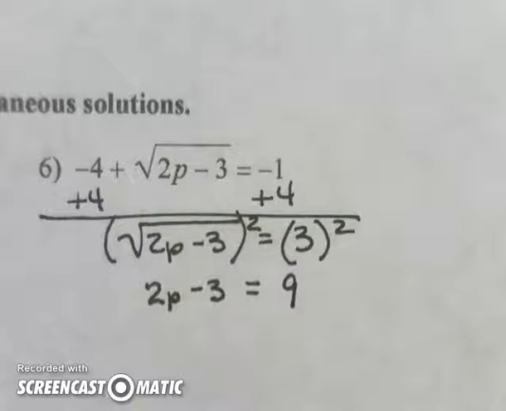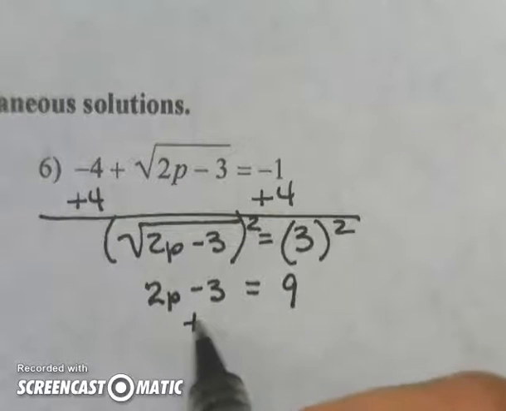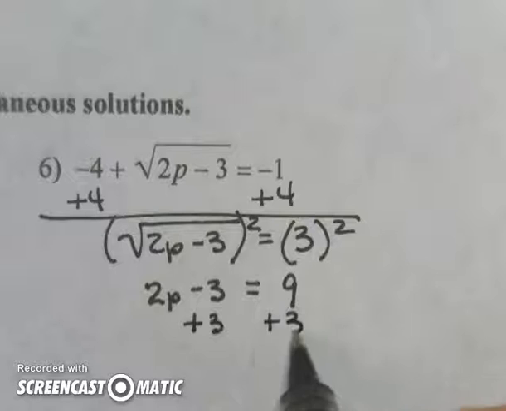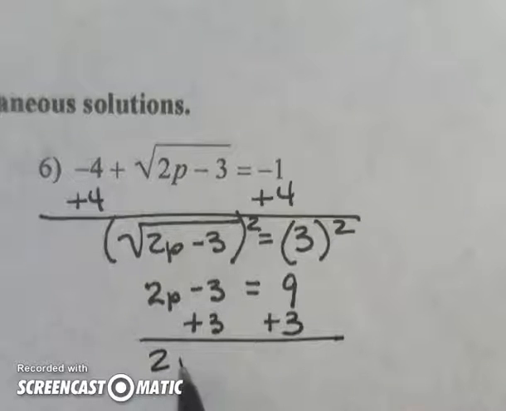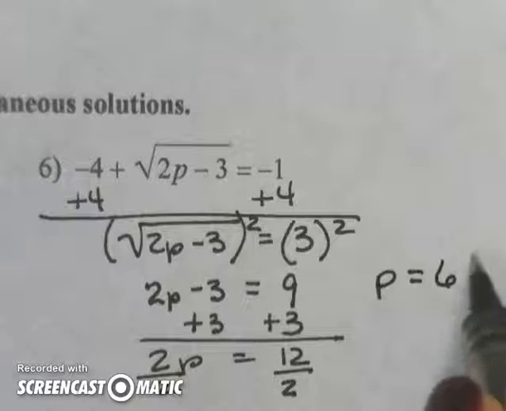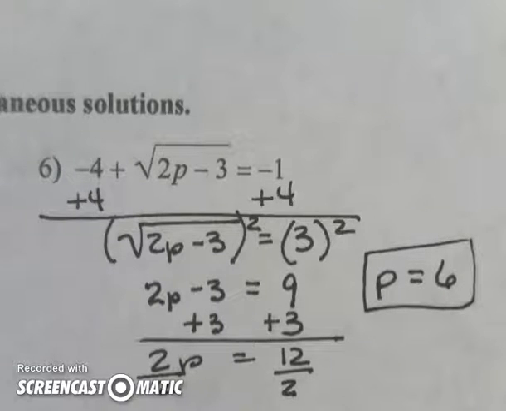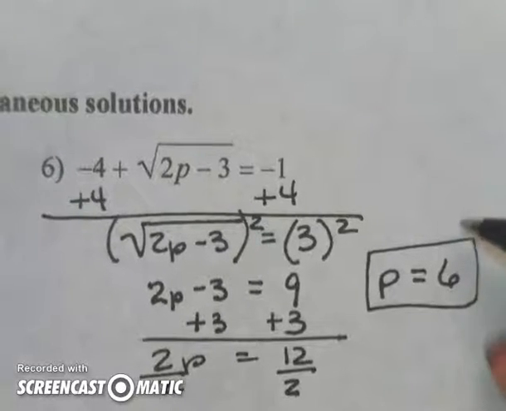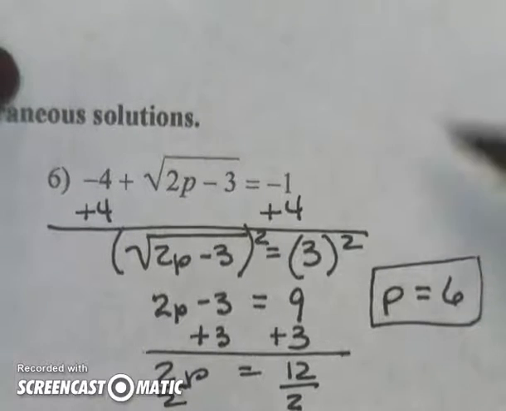Now I'm going to continue and solve my problem. Add 3. 2p is equal to 12. Divide by 2. So that p equals 6. And there's my solution.